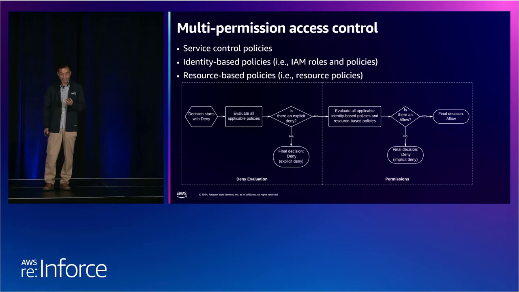Second is identity-based policy. We also call it IAM role and policy. And those are the most commonly used for many, many companies, right? And for many AWS services. This policy is attached to a user identity, like a user or IAM role. And then it defines what this AWS principal can do on what resource.